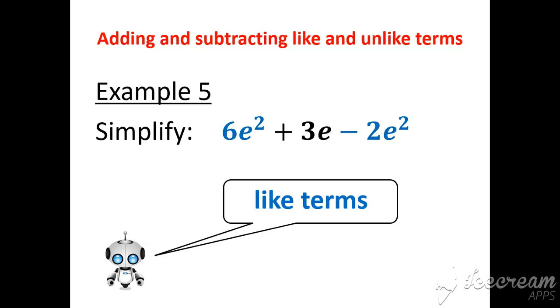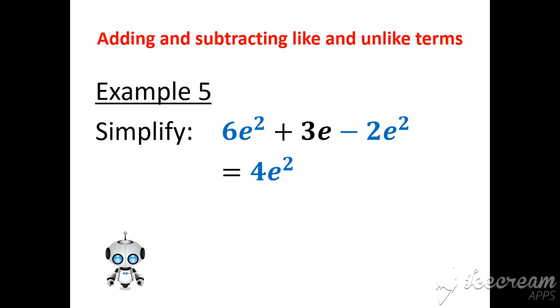But I can add these two because they've both got e squareds. So I've got 6e squared minus 2e squared. That leaves me with 4e squareds. And then I've got this plus 3e, which I'm just going to write down here, and I can't add those together. So I'm left with 4e squared plus 3e, or 3e plus 4e squared.